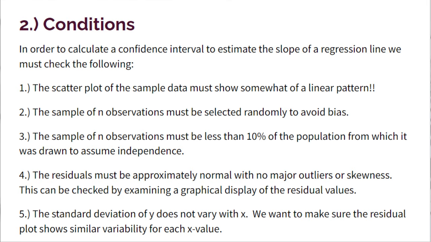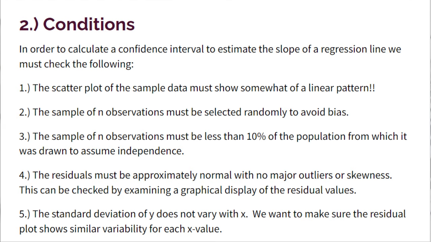The sample of observations must be selected randomly to avoid bias. The sample of n observations must be less than 10% of the population from which it was drawn to assume independence. Number 4, the residuals must be approximately normal with no major outliers or no major skewness. This can be checked by examining a graphical display of the residual values.